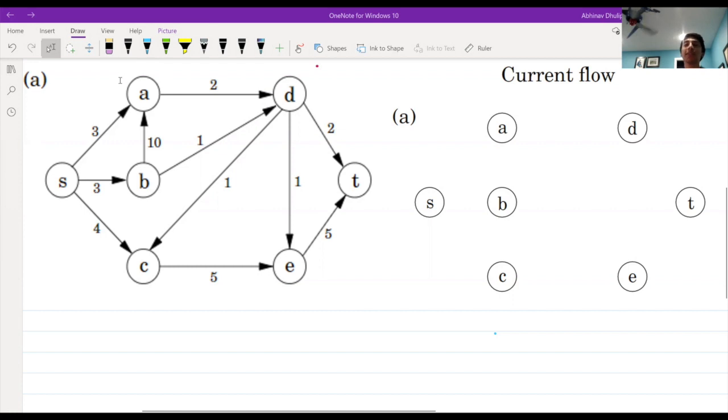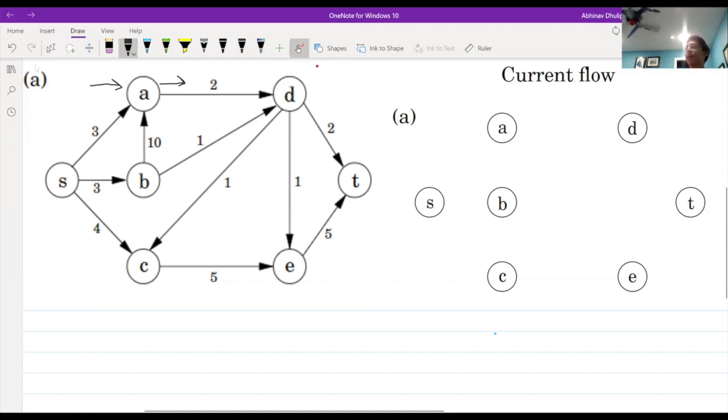So the two things you need to keep in mind when we start talking about Ford Fulkerson and max flow is that the amount of flow going into a node or vertex has to be equal to the amount of flow going out of this vertex. That's called the conservation of flow.